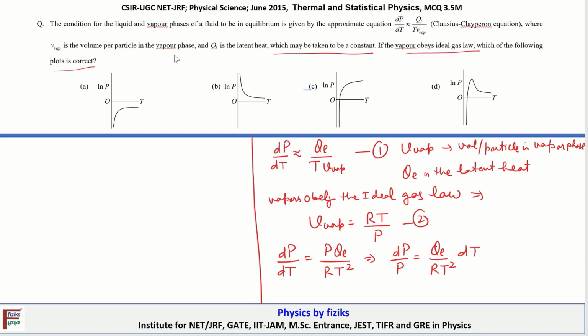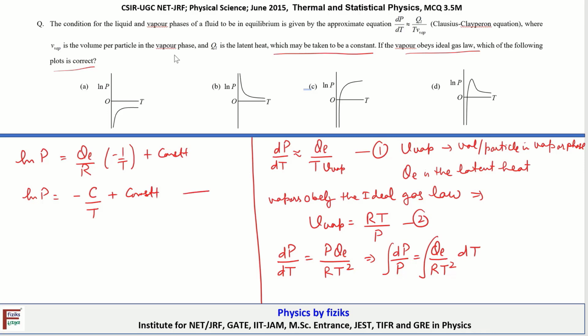Upon integration, this equation yields ln P equal to QL upon R into minus 1 by T plus a constant of integration. Or it can be rewritten as ln P equal to some constant C, which absorbs QL and R, so C is QL by R, divided by T, plus some constant of integration.